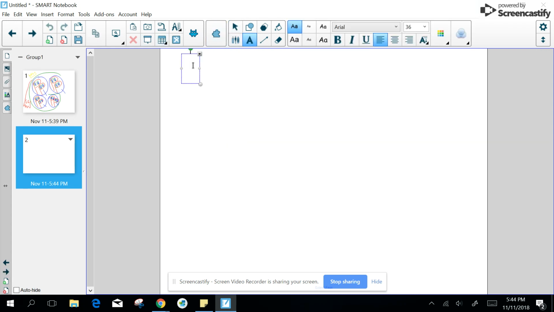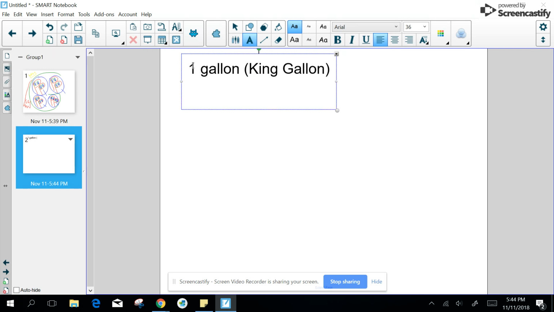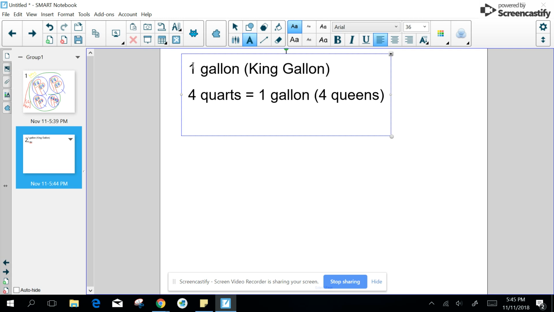Please copy this down in your notes. 1 gallon, and we're going to say that that is King Gallon. 4 quarts equals 1 gallon, and we're going to say that those are 4 queens. Each quart has 2 pints. So 2 pints equals 1 quart. And the pints are going to be princesses.